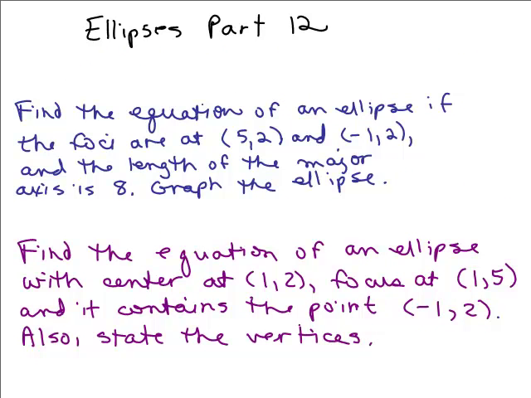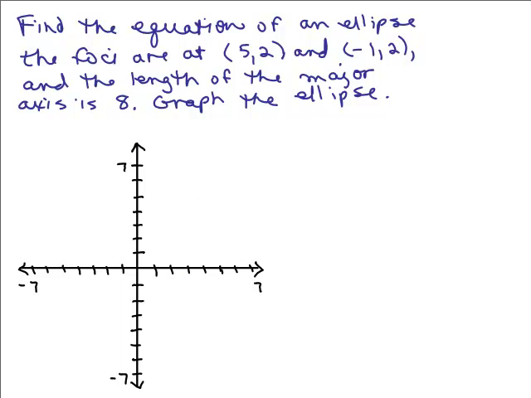This is part 12 of ellipses, and we do the following two problems on this video. All right, we're going to do this problem. Find the equation of an ellipse if the foci are at (5, 2) and (-1, 2), and the length of the major axis is 8. And then graph the ellipse.